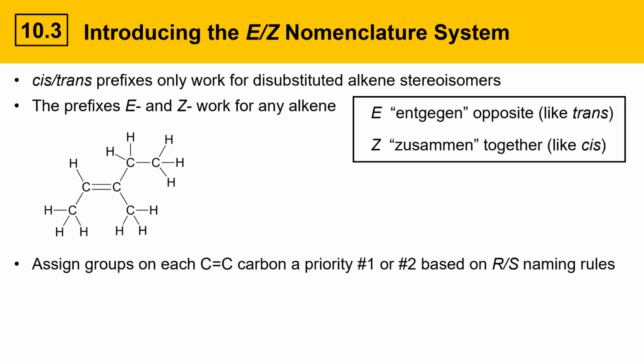If R and S nomenclature and priority assignments is a little fuzzy, you should definitely go back and review that concept because E and Z nomenclature requires that you know how it works. We'll go over it in this simple example just to describe how it works in brief detail.